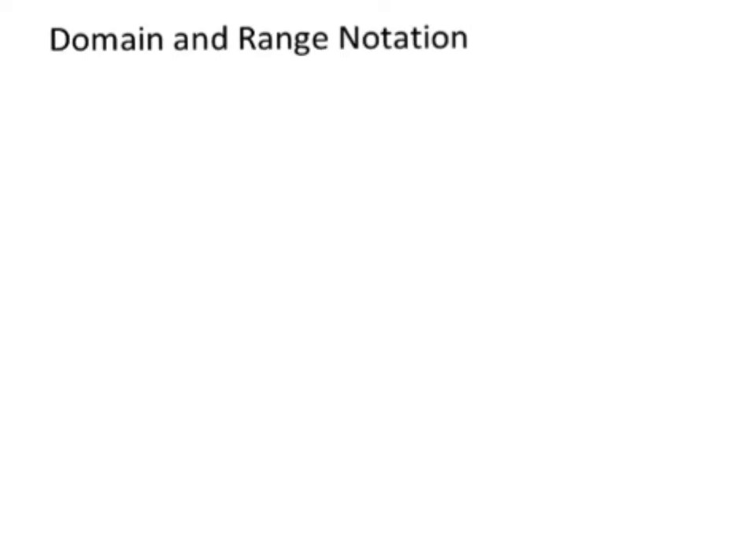All right, just a couple things about domain and range notation. In the last example, I talked a little bit about brackets. If you wanted to say that x was taking on values greater than 0 but less than or equal to 7, we would use a parenthesis 0, comma, 7 bracket.